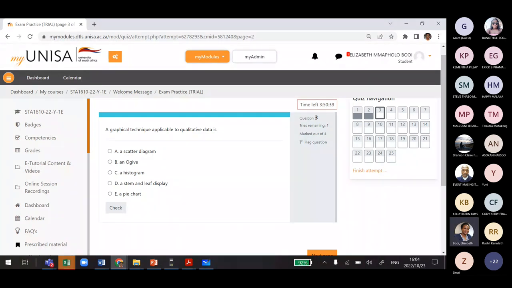It will be E, because a scatter plot is used when you have two numerical values, and an OGIF is when you have cumulative frequencies and you put them on a graph. A histogram is a bar chart for numerical data. A stem and leaf plot is for numerical data, and it can be a tenth stem and leaf, a hundredth stem and leaf, or a decimal stem and leaf plot. And E is a pie chart, where you break your categorical data into different categories. The answer here is E.